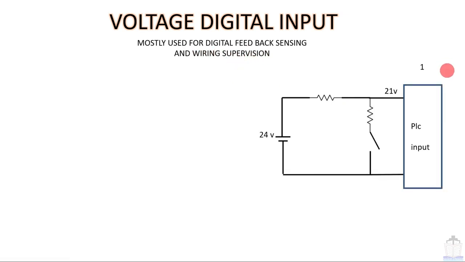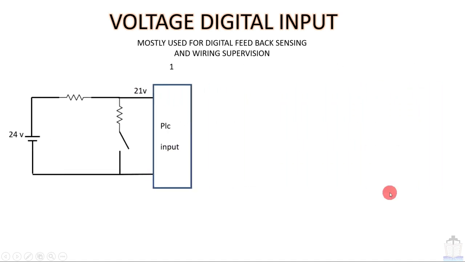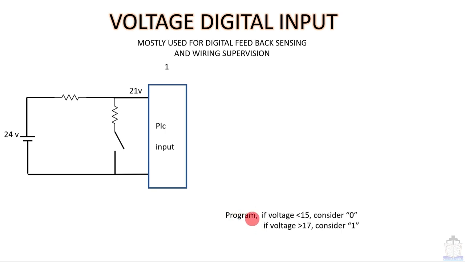Okay. So now this is the same kind of circuit, but here I have not shown the optocoupler. I have just given a raw diagram that this is a 24 volt DC power source. Here are the resistances. If I don't make these contacts, then some current passes through the PLC directly or through the optocoupler, so it will show some voltage, and this voltage will be sensed by the PLC input. So here I have made a program that if voltage is less than 15, consider 0, and if voltage is greater than 17, consider 1.